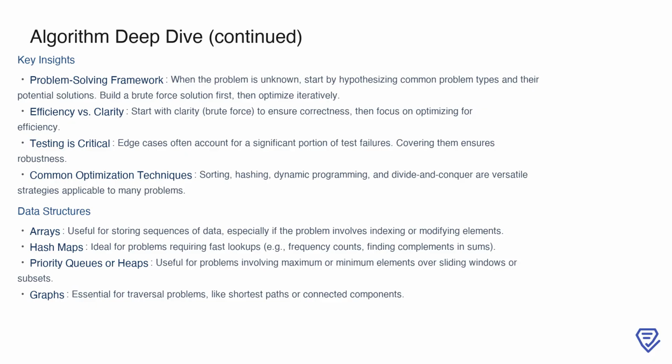Some common optimization techniques you can rely on include sorting, hashing, dynamic programming, and divide and conquer approaches, which are versatile strategies for a wide range of problems. Additionally, understanding the right data structures for a given problem is equally important. Arrays are excellent for sequential data, hash maps excel in fast lookups, priority queues or heaps are ideal for managing extremes like maximum or minimum elements, and graphs are indispensable for traversal-based problems like shortest paths or connected components. These insights form the backbone of a strong problem-solving approach.